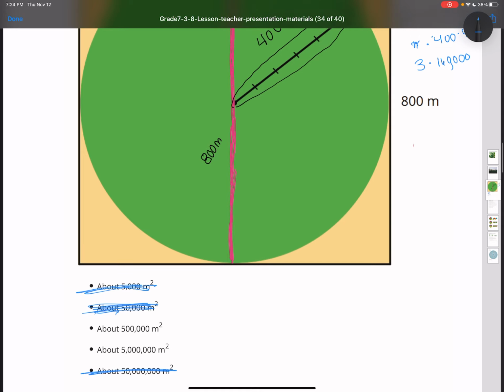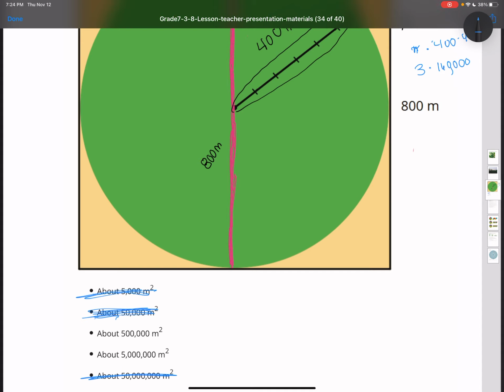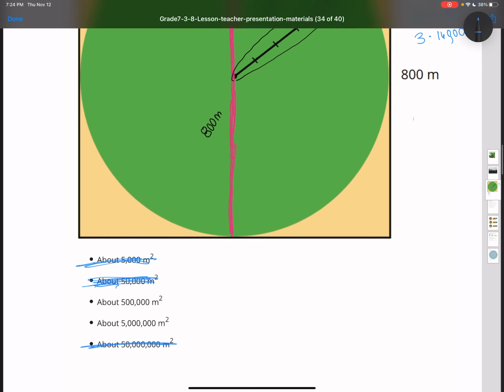What about 5 million? Do you think if I multiply 160,000 times 3, it'll give me 5 million? If you guessed no, you're right. The best answer choice is the third one, which is about 500,000 meters squared. Okay, so remember, this is not an exact area. This is an estimate. And with estimates, we are allowed to round our answers.